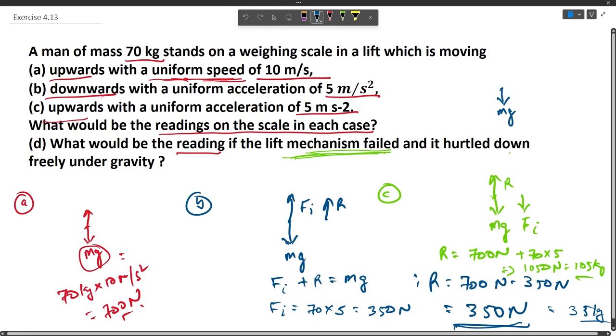Now the weighing scale reading depends upon the reaction that it would be giving in the upward direction. In this case, since the body is falling freely under gravity, it won't be able to give any reaction force. That's why the net force would be mg on the body, on the man, and also on the lift. That is why the reaction force would be 0. So it would be accelerating independently in the downward direction. Thank you.